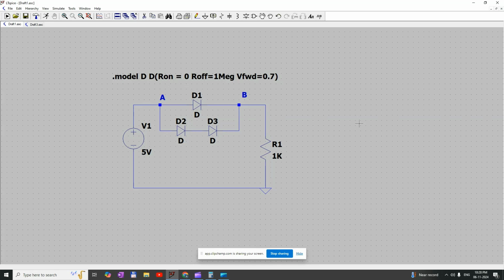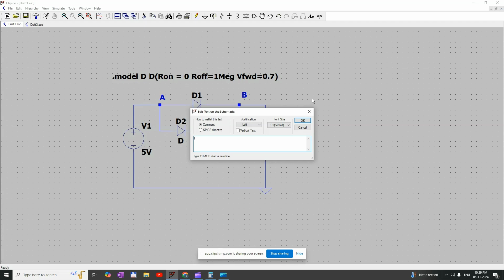Today we are going to discuss another circuit. Here we are going to apply a maximum of 5 volts at the source, and we are considering the diodes D1, D2 and D3 as silicon diodes with a forward voltage of 0.7 volt, and we are considering the 1 kilo ohm resistor as a load resistor, and we are going to find the current across the load resistor, IRL.